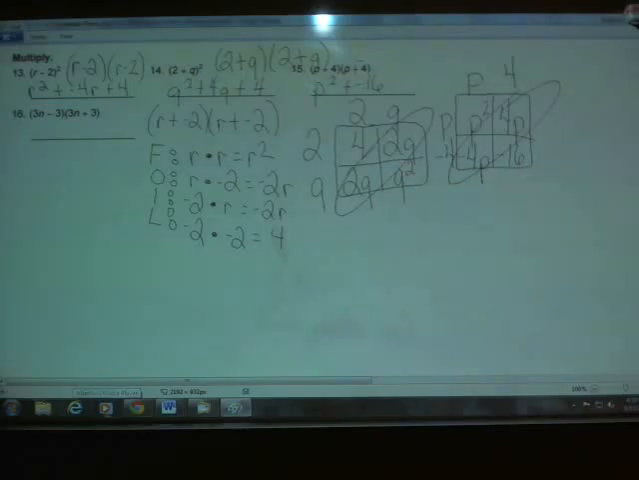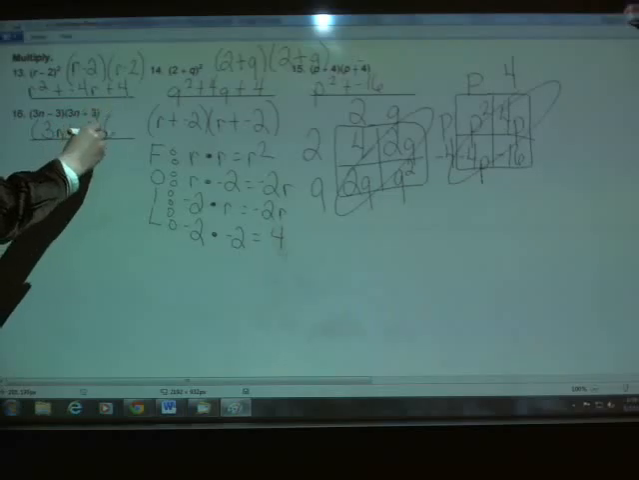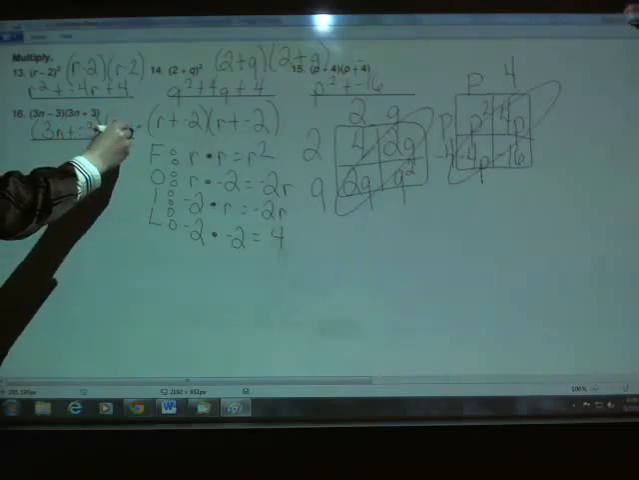All right, as we look at 16, same idea. We've got same binomials, but opposite signs. One's a plus, one's a minus. 3n minus 3 times 3n plus 3. I'm going to go ahead and make the changes there. As you can see, I've got subtraction, but it needs to flip into addition. So I've got 3n plus -3 being multiplied by 3n plus 3.